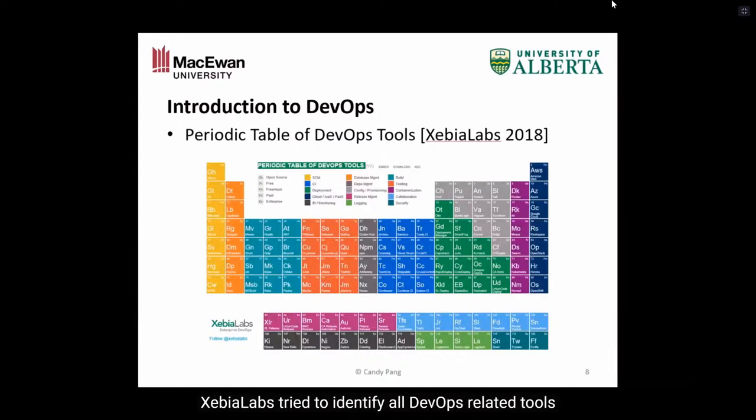Silla Labs tried to identify all DevOps related tools and organize them into this periodic table here. The tools are categorized into 15 categories according to their functionalities. There is no single tool that can be called a DevOps tool.